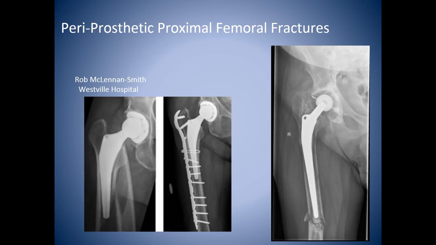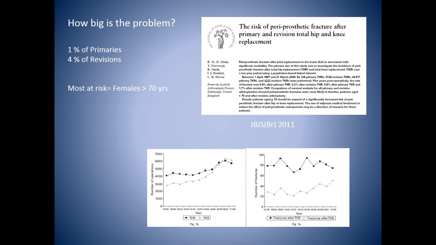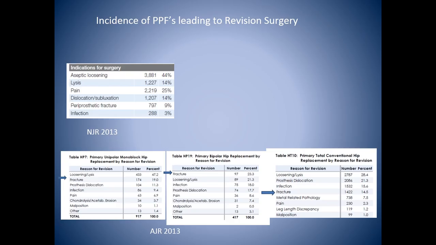We're going to be talking about the commonest fracture that you're going to be seeing with regards to periprosthetic fractures, and that's the proximal femoral type of fracture. Approximately 4% of revisions, 1% of primaries, and your commonest patient that you're going to see it in is the lady of 70 years plus. Now, you can see in the registries how total knees are becoming very much more common, now overtaking the hips, but the total hip fracture rates still remain much higher than the total knee fracture rates.